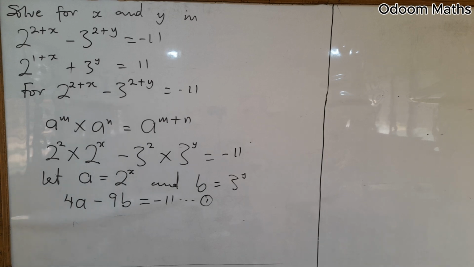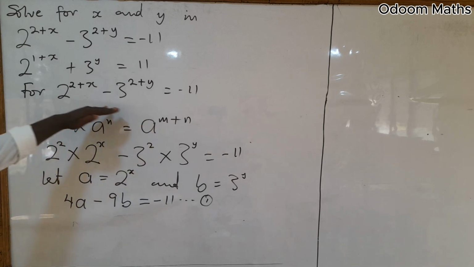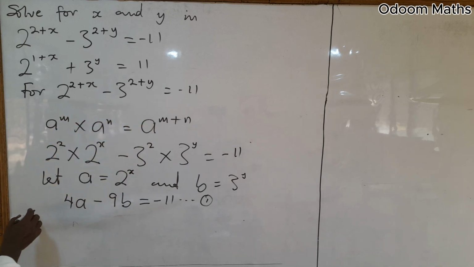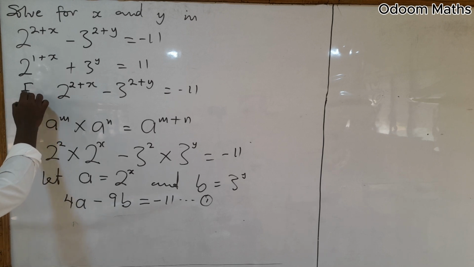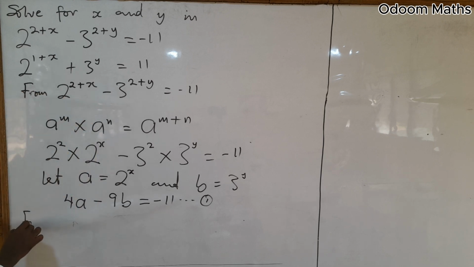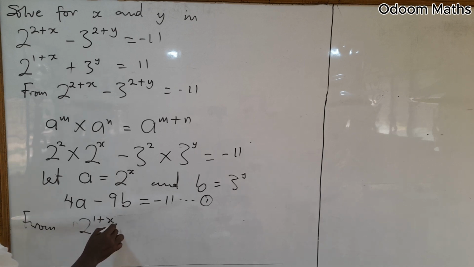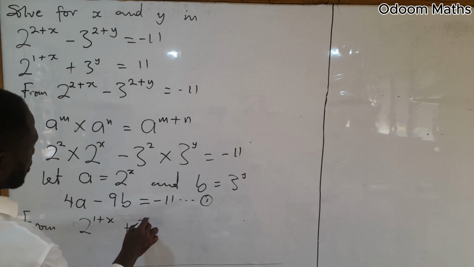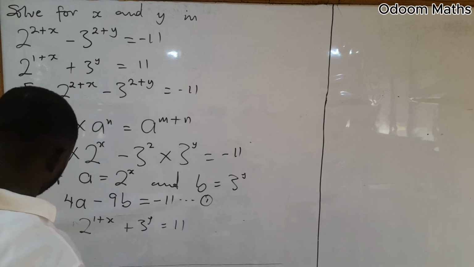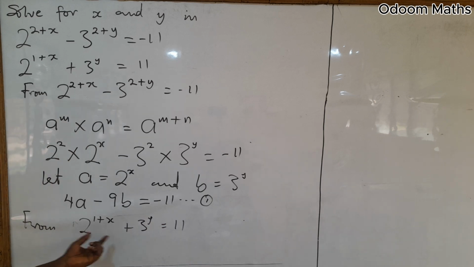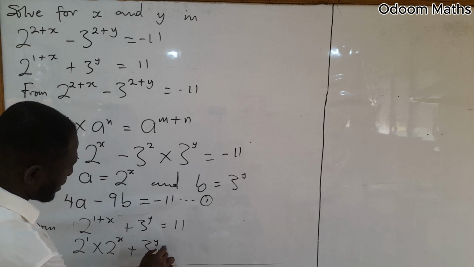Then again, let's look at the second equation. Let me make this from 2 to the 1 plus x plus 3 to the y equals 11. So here too, we can apply the first law for only this one. So that is going to be 2 to the power 1 times 2 to the power x plus 3 to the power y equals 11.